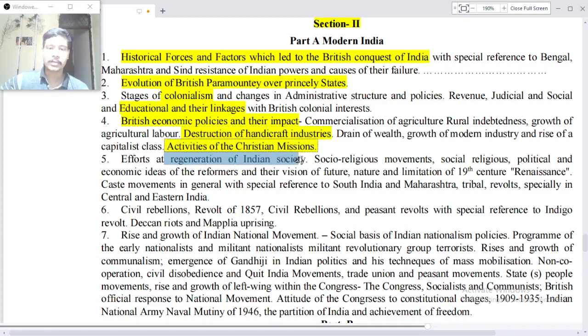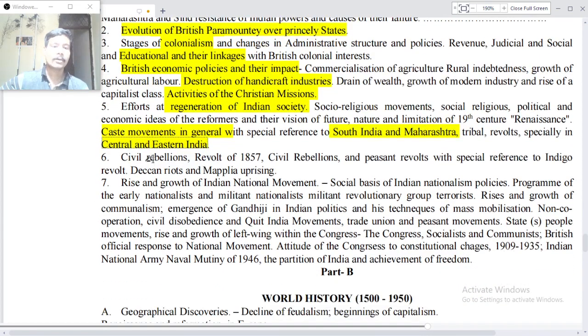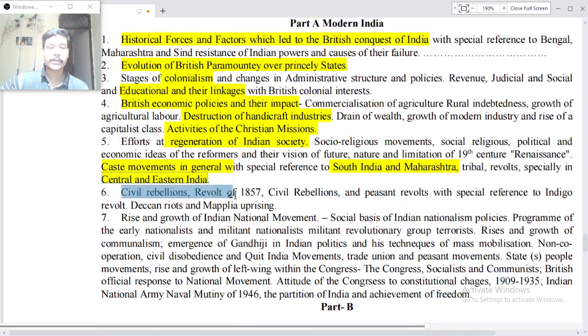Efforts at regeneration of the Indian society, socio-religious movements, social, religious, political, economic ideas of the reformers and their vision of the future, nature and limitations of the 19th century renaissance, caste movements in general, with special reference to South India and Maharashtra, tribal revolts, especially in central and eastern India. Now, the civil rebellions, revolts of 1857, civil rebellions and tribal revolts with special reference to Indigo revolts, Deccan riots and the Mappila uprising.